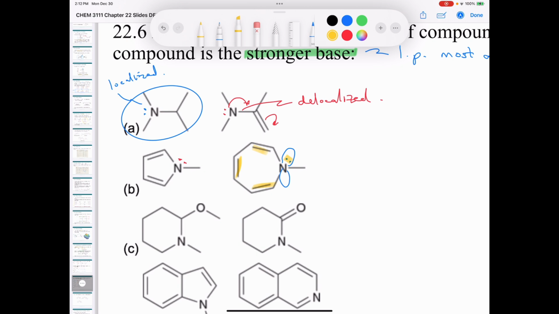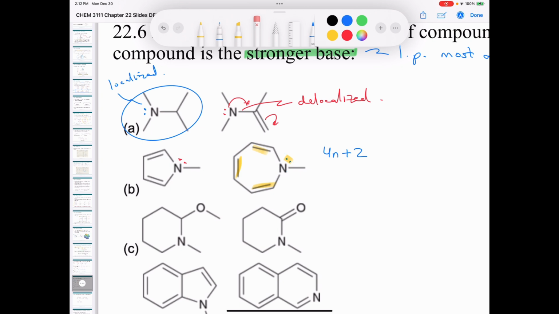And so that is not a Huckel number, right? 8 is not a Huckel number. 4n plus 2 is not satisfied ever to give you 8. If n is equal to 0, you get 2. If n is equal to 1, you get 6. And if n is equal to 2, you get 10. So 8 is not a Huckel number. And so what does that tell you? It tells you that that lone pair is not participating in resonance.